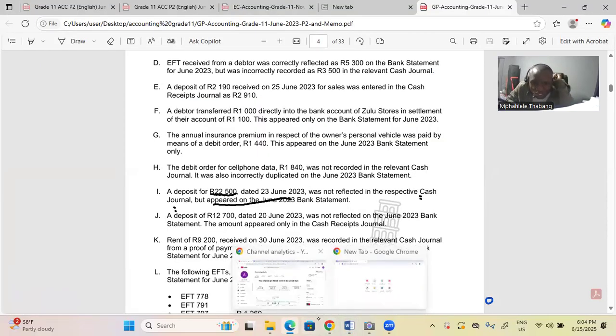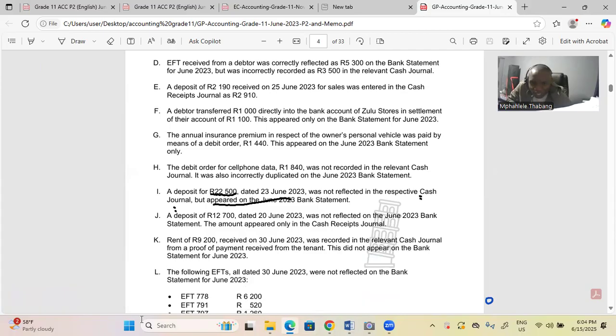Okay, so now let's go to J. A deposit of 12,700 dated 20 June 2023 was not reflected on the June 2023 bank statement. Interesting. This deposit is appearing in the cash receipt journal, but it's not appearing in the bank statement. And there is nothing that tells us that the business made a mistake by recording it in the CRJ. So there is no mistake in putting it in the CRJ. So we have to record this in the BRS. This is an outstanding deposit.